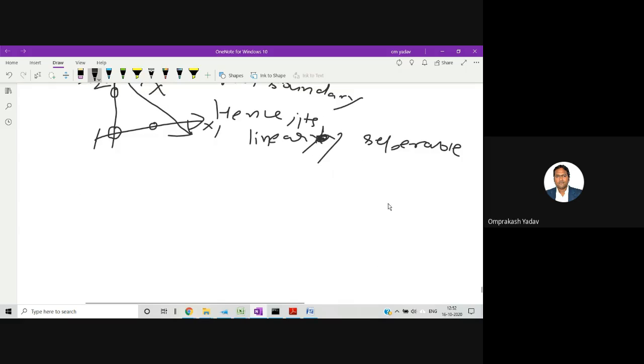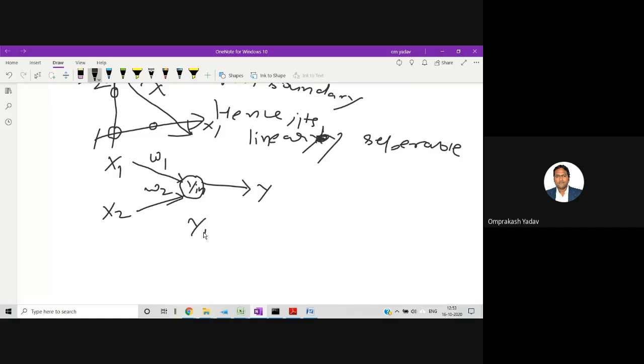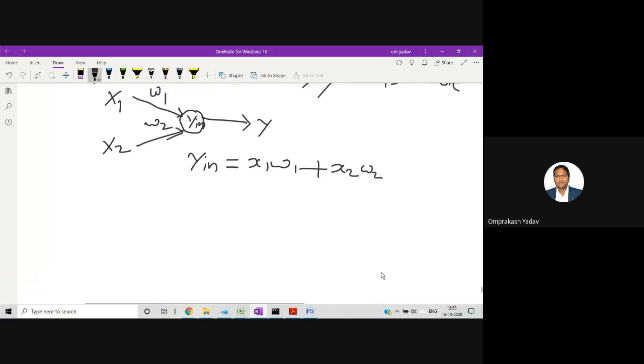The next point is we will draw the circuit. Suppose this neuron I have selected, and these two are the inputs, x1 and x2. I am assuming that they are connected with weights w1 and w2, and the net input which will come I am calling y in, and the output which will come I am calling y. So I will make the formula for y in. Y in will be equal to x1 w1 plus x2 w2. So one formula we have made.